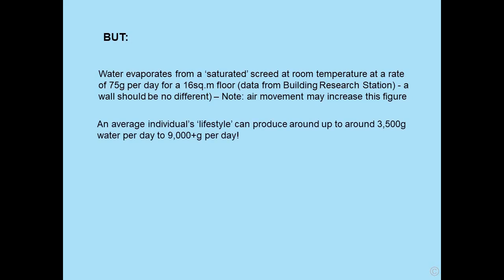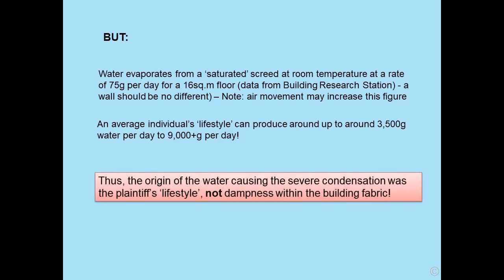An average individual's lifestyle, i.e. by occupation, can produce around up to 3,500 grams of water per day to 9,000 plus grams of water per day. Huge amounts of water compared with what could be lost from saturated screeds or walls. Thus, the origin of the water causing the severe condensation was simply the plaintiff's lifestyle, that is, the water she was producing from occupation, and it was absolutely nothing to do with dampness within the fabric of the building.